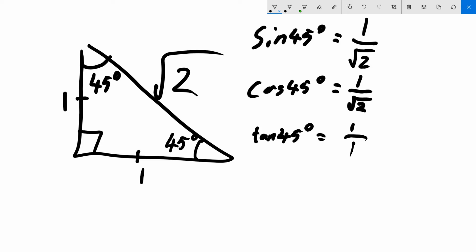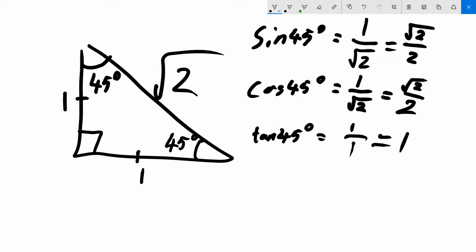Now we have some exact values here, and I want to rationalize these two just so we can see what they come out to. I've already rationalized them beforehand. These are root 2 over 2 and root 2 over 2. And we'll just make this equal to 1.